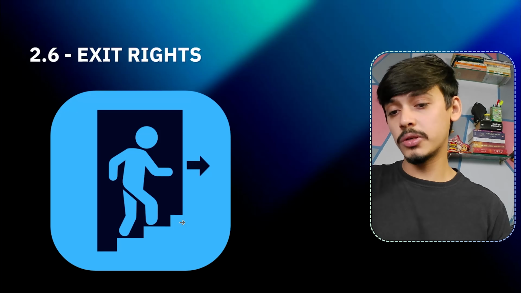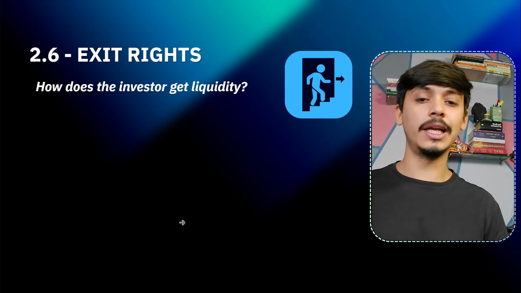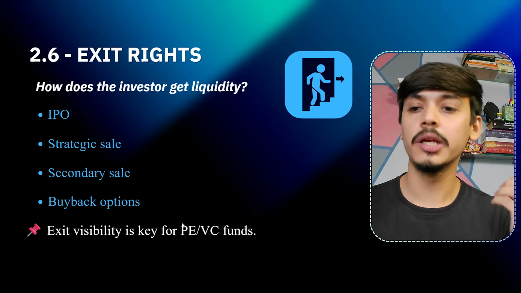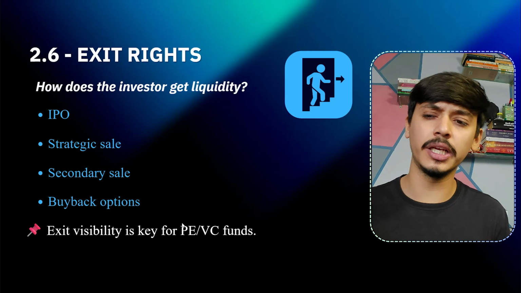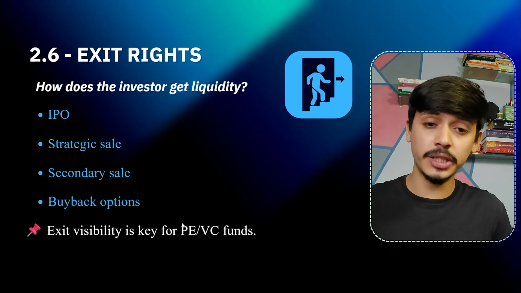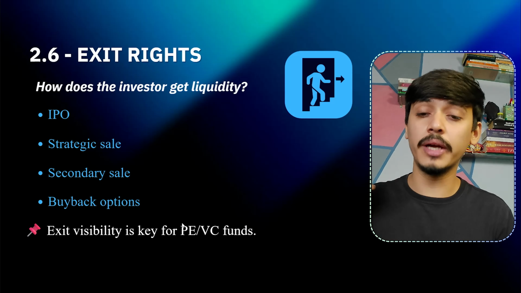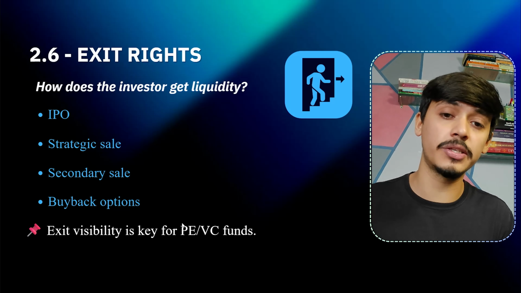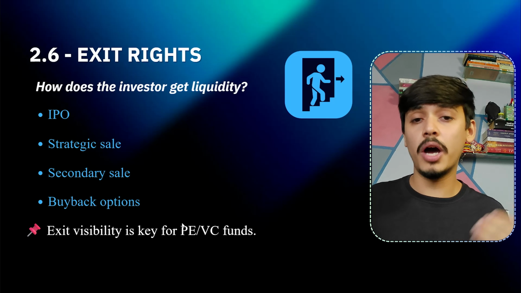Next we have exit right, which is also a very important clause and helps us understand how the investor gets liquidity. The terms covered over here indicate how the investor is going to get an exit from the company. It can include an IPO, strategic sale, secondary sale, or a buyback option that the investors have. Since investors are putting in money today, they want to get returns from the money that is being invested.